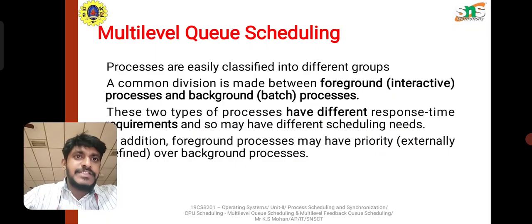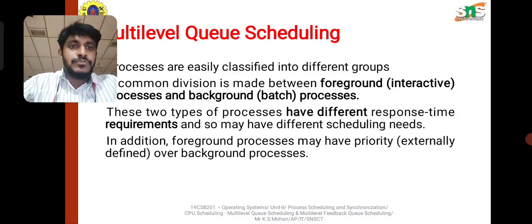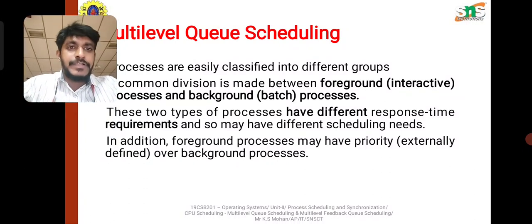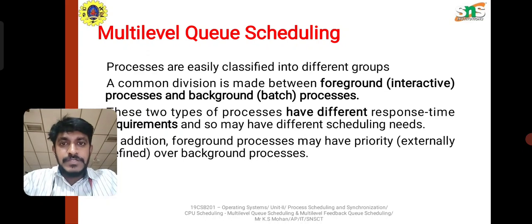The processes are easily classified into different groups. A common division is made between foreground interactive processes and background batch processes. These two types of processes have different response time requirements, and so may have different scheduling needs. In addition, foreground processes may have priority over background processes. So multi-level queue scheduling will have things based upon this.